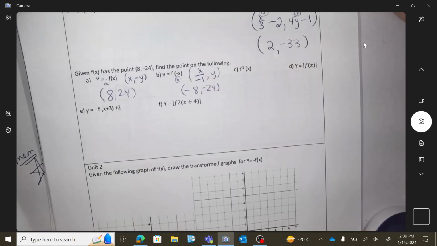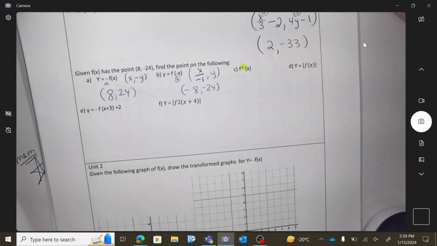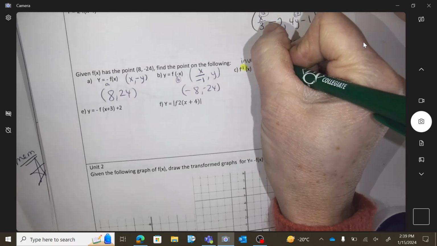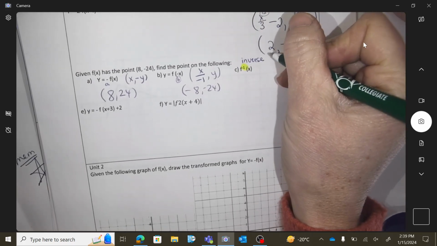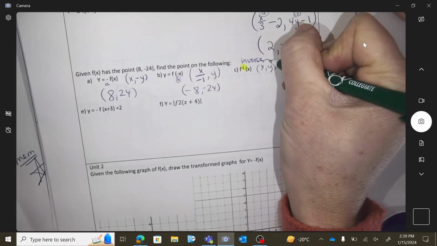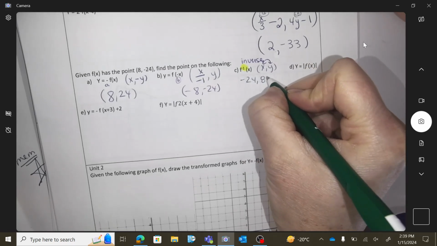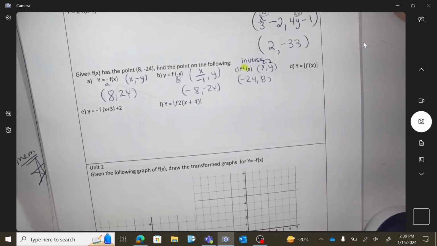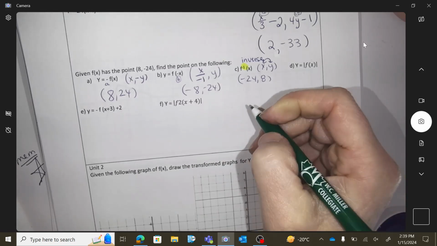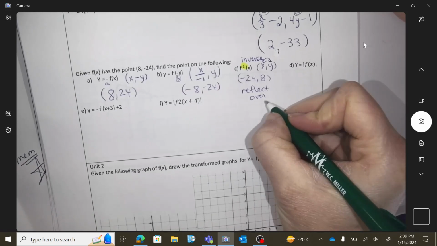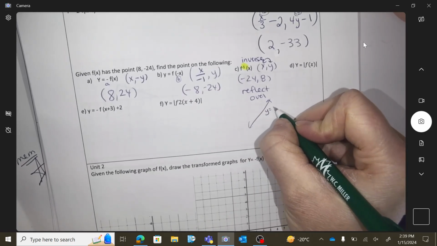Okay, so this next one, you need to understand what this language means. What is that little representation of? Inverse. And what does an inverse do? X and Y change around. Does anybody remember the other way to say that? You can reflect over Y equals X.